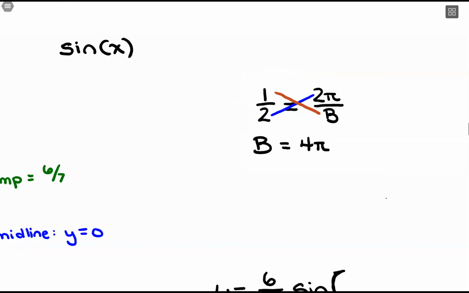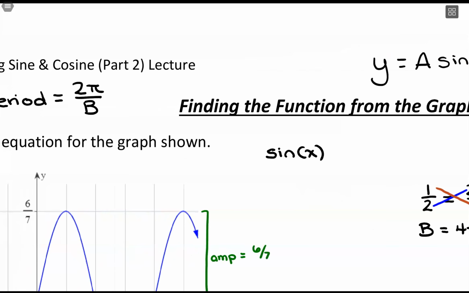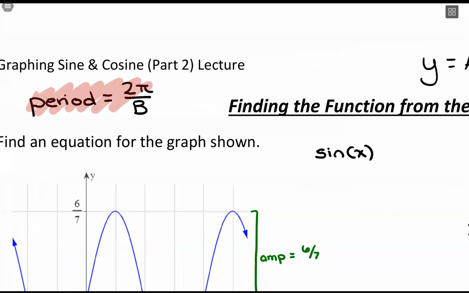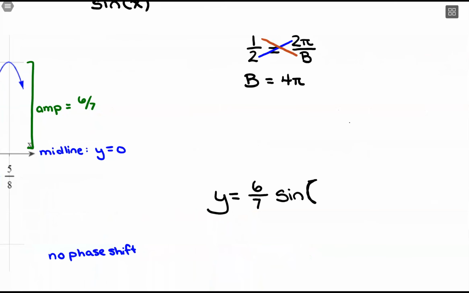So just keep that in mind that when we're plugging in for our transformations, you have some calculations to do for b using the fact that you can find the period from the graph, but you need to solve for b to know what to plug in the equation. So that means b is 4 pi. There's no phase shift, so we just get to close the parentheses. However, we need a variable. So before we close the parentheses, we need our variable x, and then we can close.